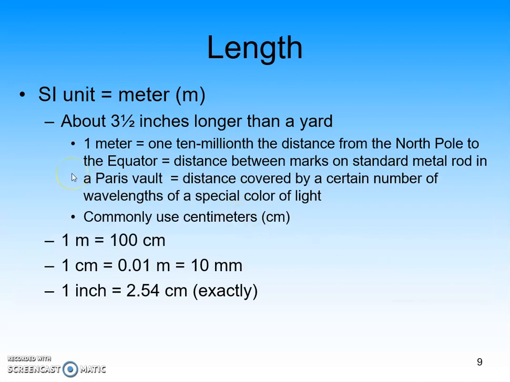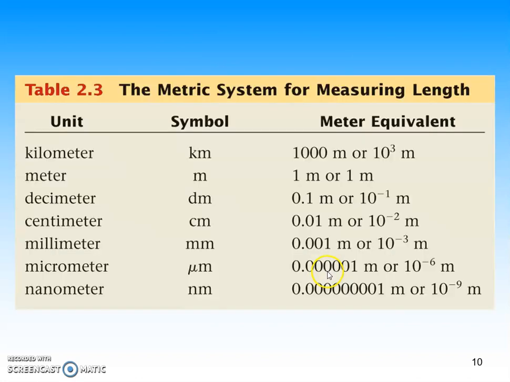Now length. You know, my friends, the SI unit of length is the meter, about 3.5 inches longer than a yard. 1 meter is equal to one ten-millionth of the distance from the North Pole to the equator. It was the distance between marks on a standard meter rod in Paris, and is now defined by the distance covered by a certain number of wavelengths of the speed of light. Commonly we use the centimeter. So 1 meter is equal to 100 centimeters. 1 centimeter is equal to 0.01 meter, which is equal to 10 mm. 1 inch is equal to 2.54 centimeters exactly.